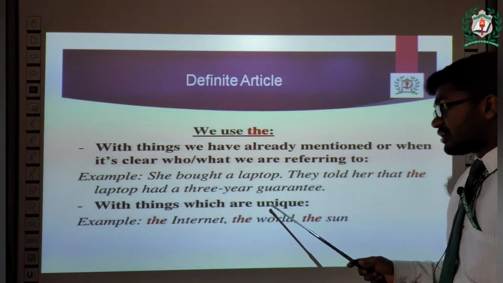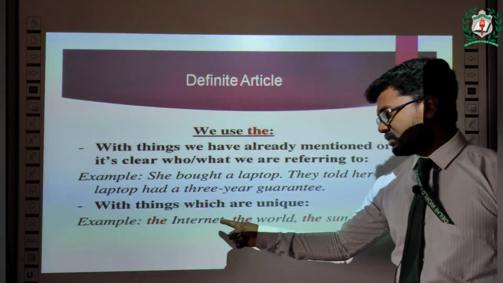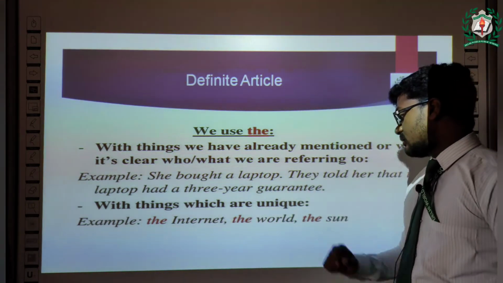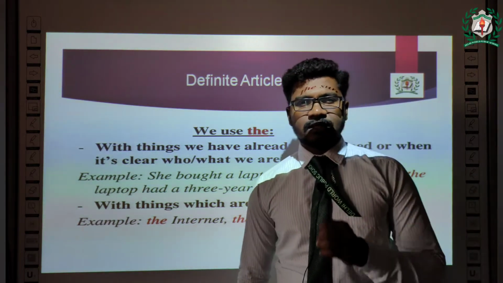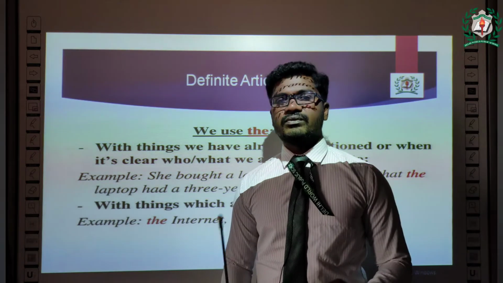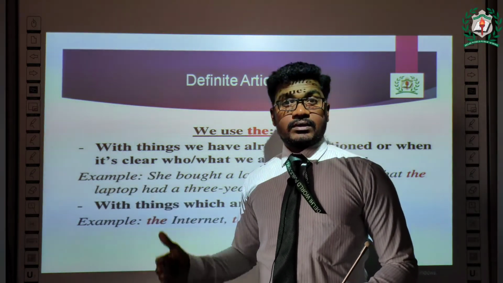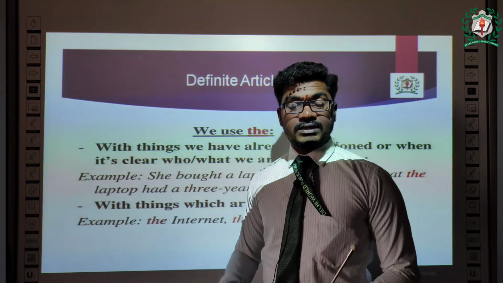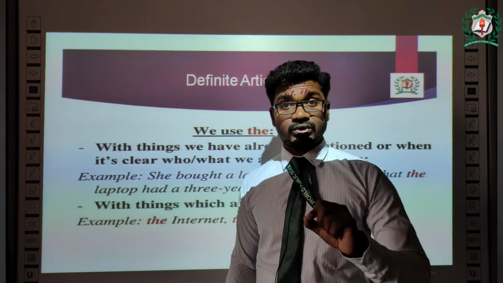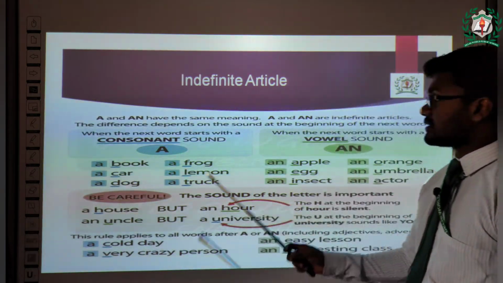With things which are unique, we use "the": the internet, the world, the sun. For countries and rivers, we also use "the". Later on we will see where we have to use it. Now let's see about the indefinite article.